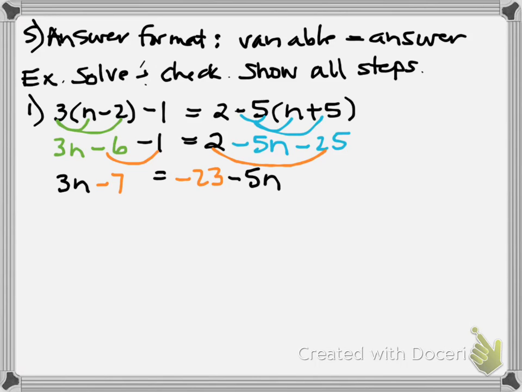Now I have no more than 2 terms per side, and now I'm ready to take things left and right depending on what I'm getting rid of. And I always, just by habit, do my variables first. So the opposite of subtracting 5n is adding 5n. And we get 8n minus 7 equals negative 23.